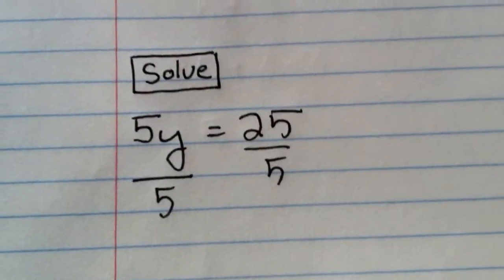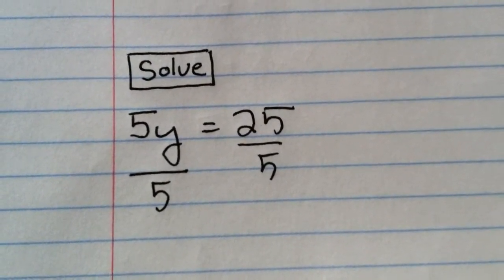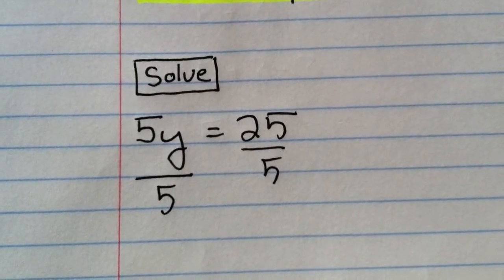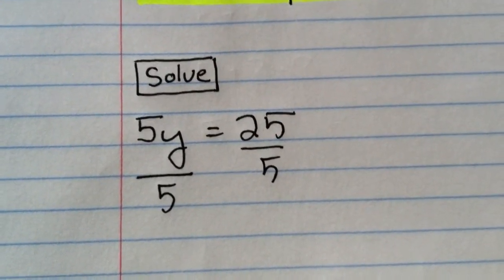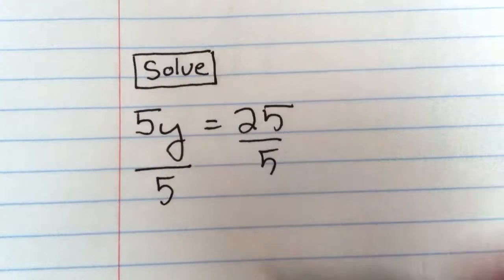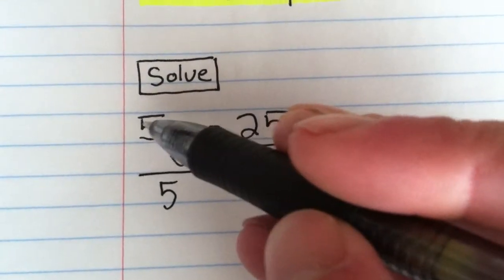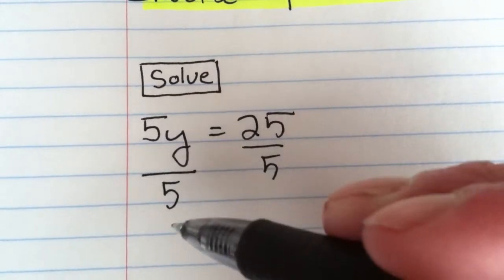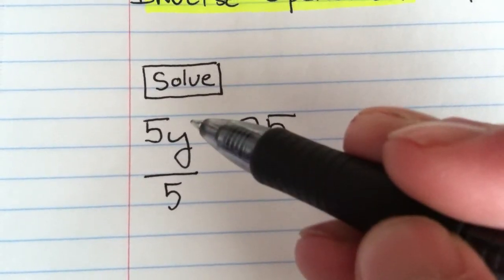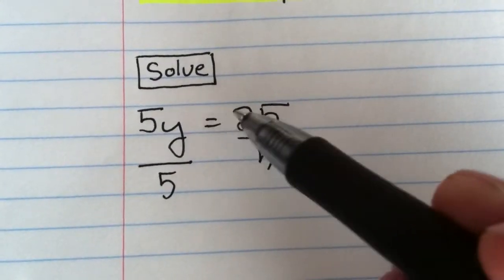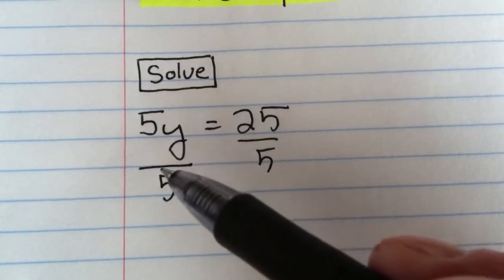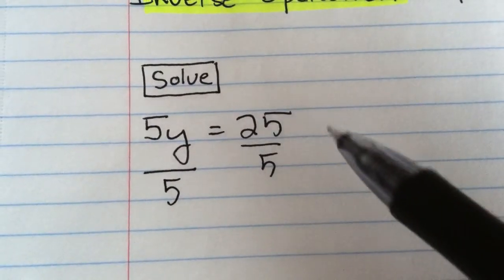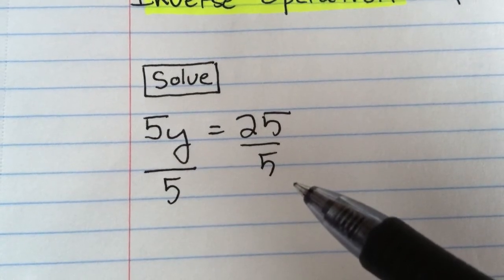Let's start this one off here. I already got started on this one. The equation was 5y equals 25. Well, my objective is to isolate the variable. So I know that 5 times y, the inverse operation is division. So I'll divide by 5 to get that y by itself. But because the properties of equality tell us if we divide by 5 on one side, we have to divide by 5 on the other. Let's keep going.